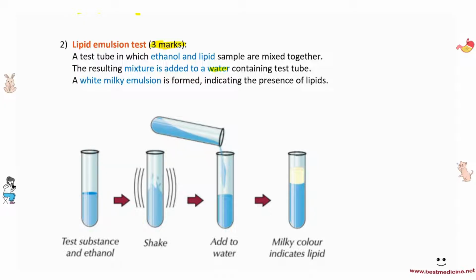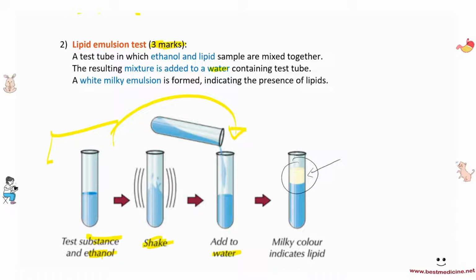So again, you have a substance and ethanol, and you shake it a little bit, and then you mix it with water. When you add it to water, what you will observe is a white-colored, cloudy, milky-colored emulsion that is formed, which indicates the presence of lipids.